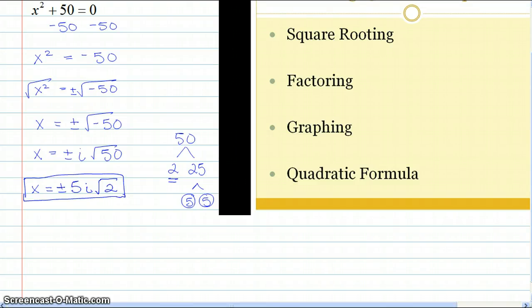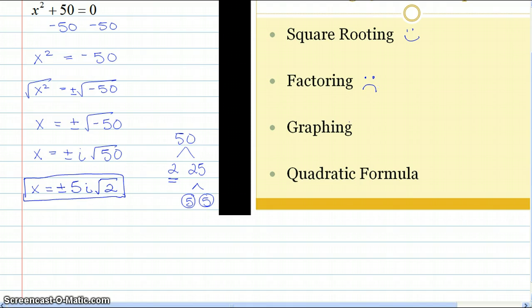So then we go through and we say, okay, square rooting worked. Does factoring work? Well, when we factor, we always have to ask ourselves first, are there any GCFs? There's no GCF. The second thing we would ask is, do we have a quadratic trinomial? Because we only have two terms, we don't have a quadratic trinomial, so we cannot factor.